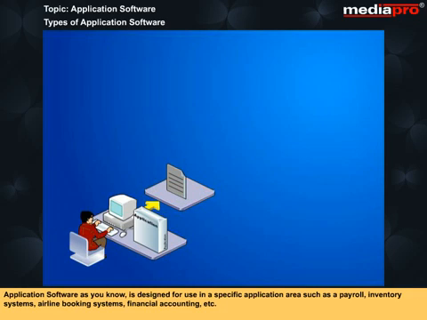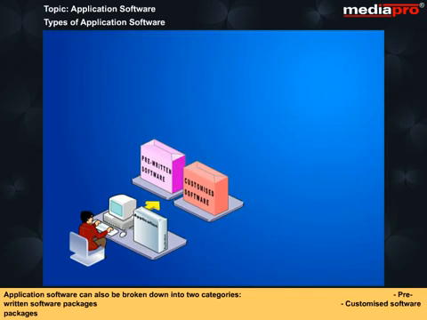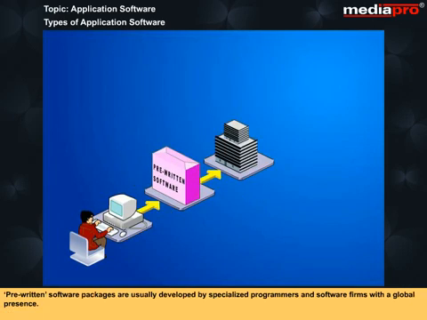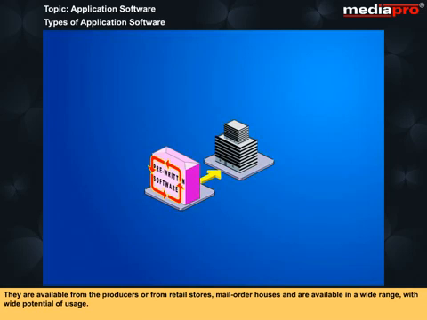Application software, as you know, is designed for use in a specific application area such as payroll, inventory systems, airline booking systems, financial accounting, etc. Application software can also be broken down into two categories: pre-written software packages and customized software packages. Pre-written software packages are usually developed by specialized programmers and software firms with a global presence. They are available from the producers or from retail stores, mail order houses, and are available in a wide range with wide potential of usage.